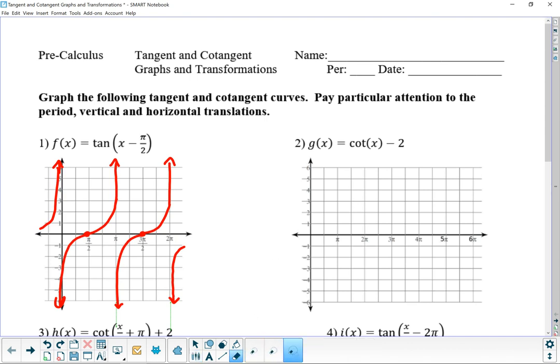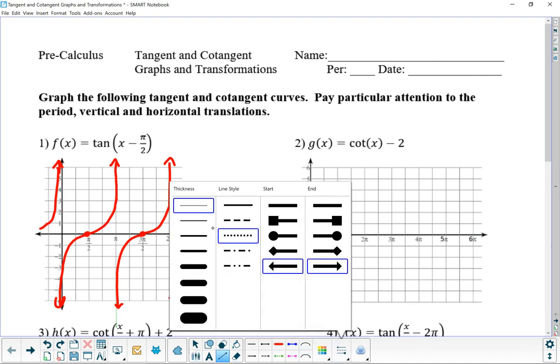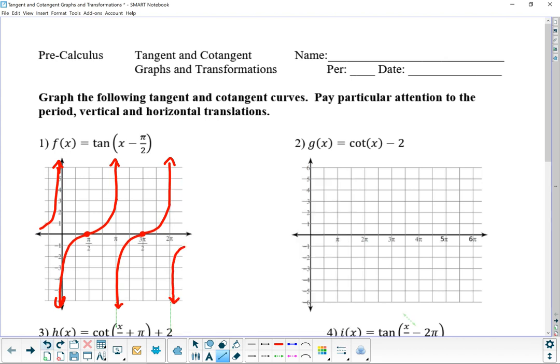Okay, g of x is equal to cotangent of x minus 2. Keep in mind, this is just a regular cotangent, which means that your period is going to be from 0, and the cotangent is offset to the side, to pi.